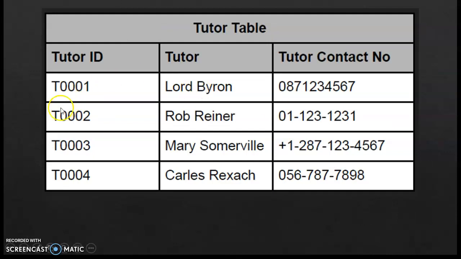And now Rob Reiner is given the tutor ID T0002, but that's it. That's that particular Rob Reiner with that particular contact number. If there is another Rob Reiner, and he shouldn't have the same contact number, but you never know, it could be another Rob Reiner, the son or something, at least they will have a different tutor ID. They will have T004 or 5 or whatever.